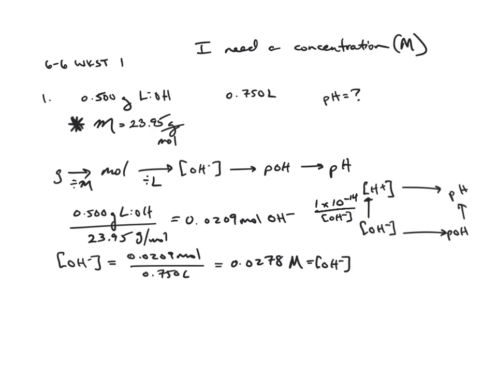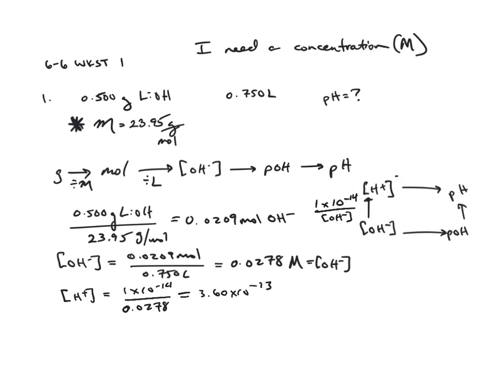So let's do that one first. The hydrogen ion concentration is equal to 1 times 10 to the negative 14th divided by my number here, 0.0278. Let's see what that gets us. 1 times 10 to the negative 14th divided by 0.0278 is 3.60 times 10 to the negative 13th.